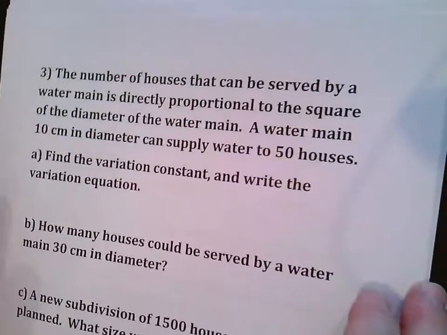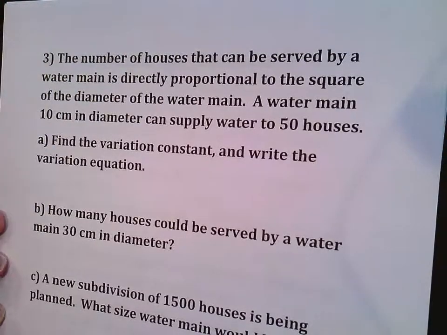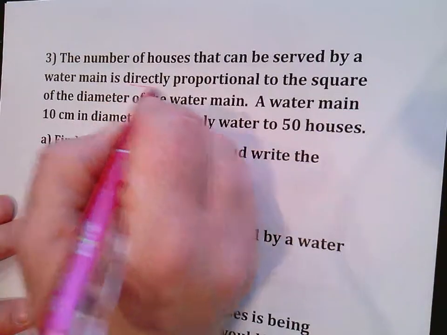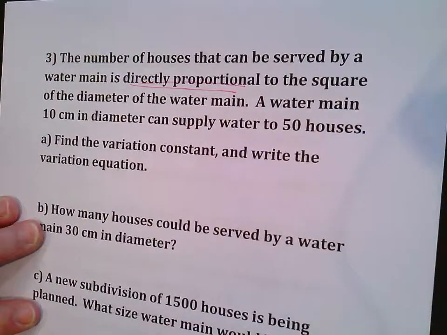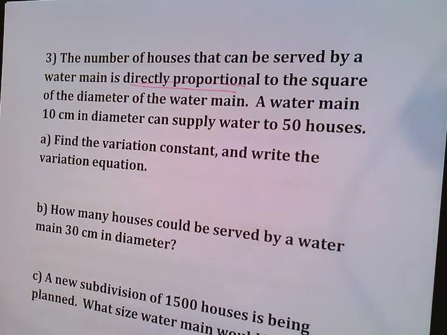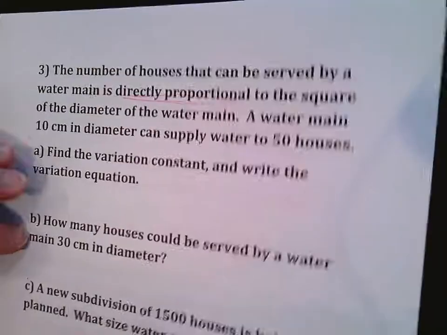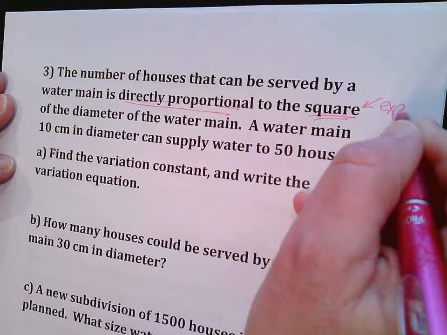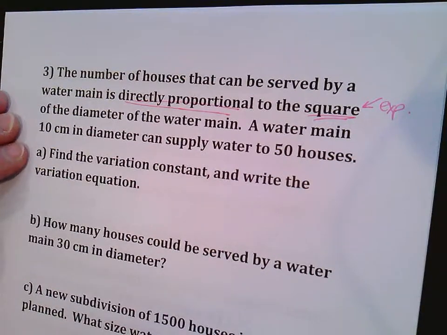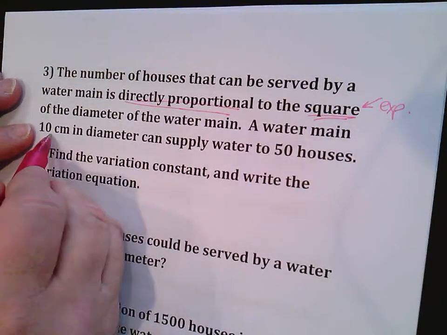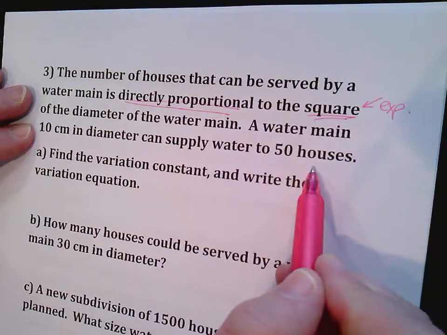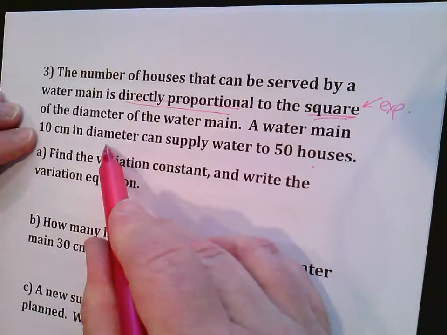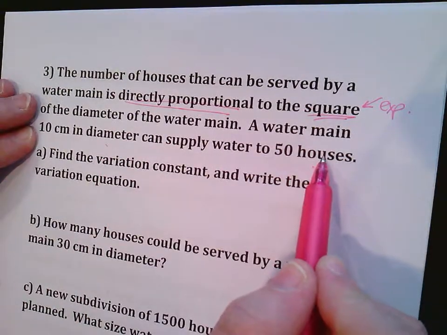Next, okay, the number of houses that can be served by a water main is directly proportional, so that is a direct variation, not inverse, to the square, that's going to be my exponent, of the diameter of the water main. A water main 10 centimeters in diameter can supply water to 50 houses. So if 10 centimeters goes in, the output is your 50. This is your x and your y.